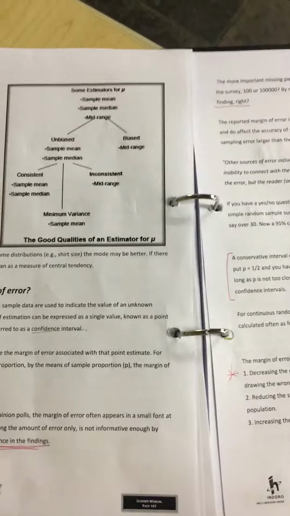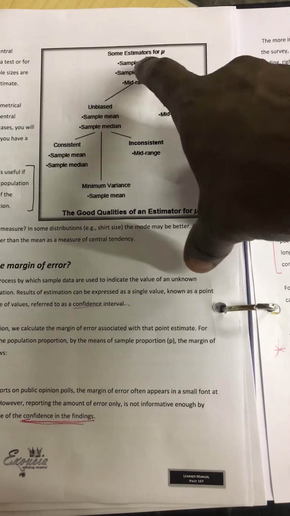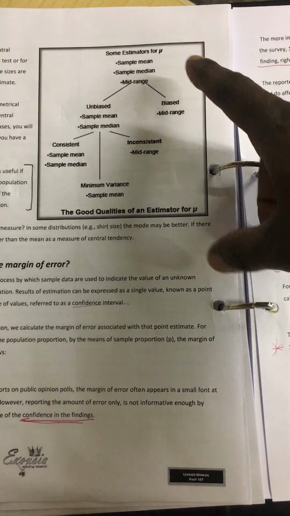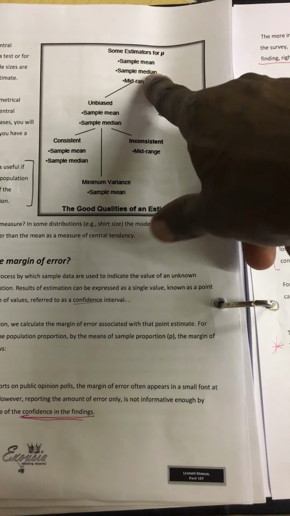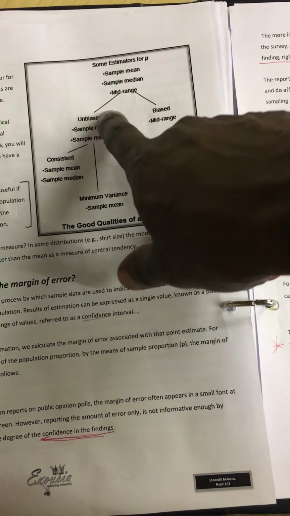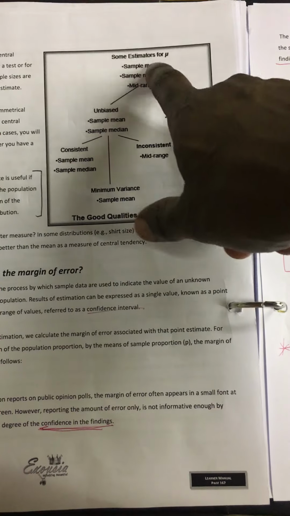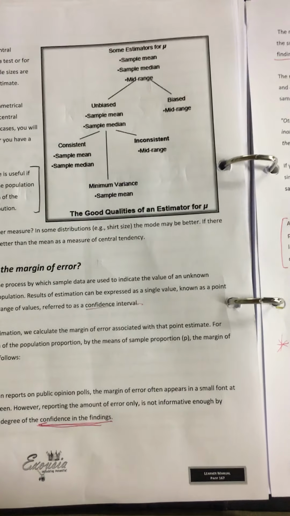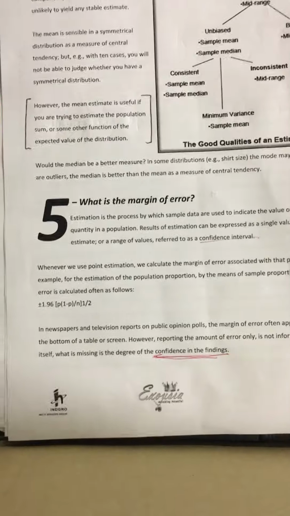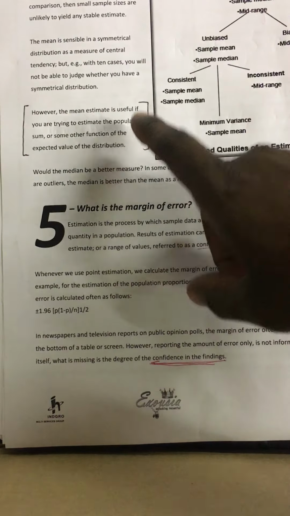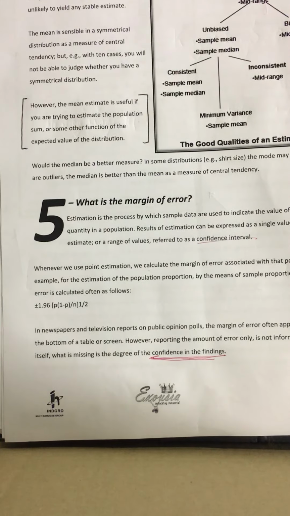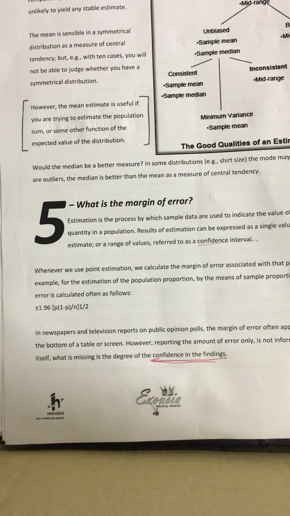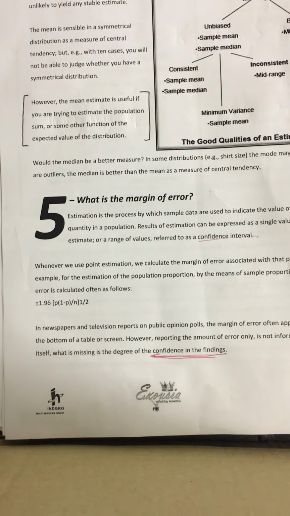Alright, this part over here just shows us that once you have the sample, the best way is to have the sample mean and the sample median, and then you're able to make unbiased estimations. However, the mean estimate is useful if you're trying to estimate the population sum or some other function of the expected value of the distribution.